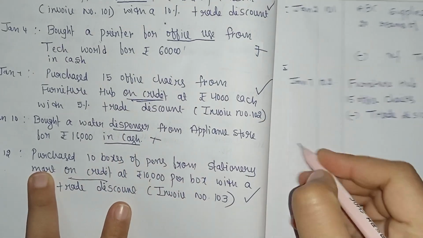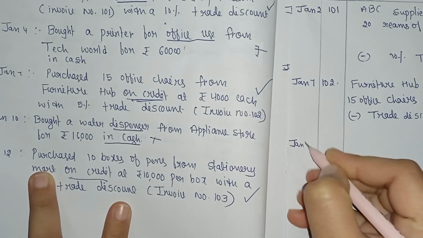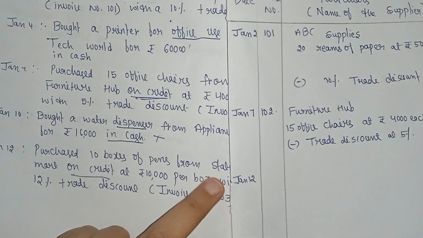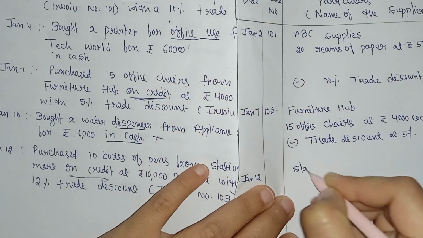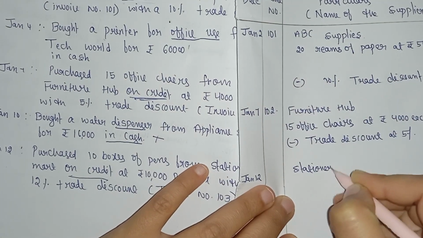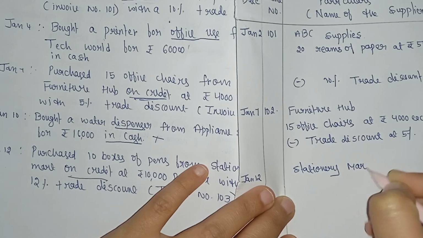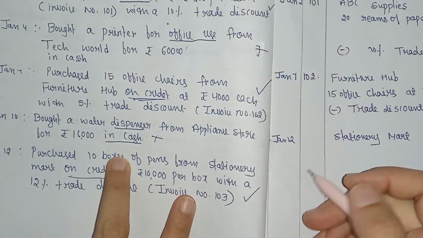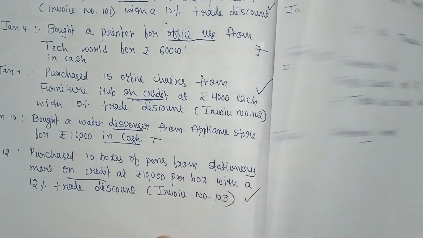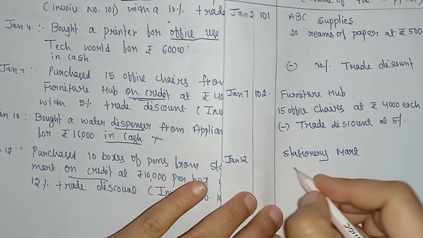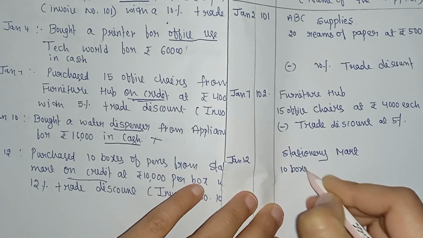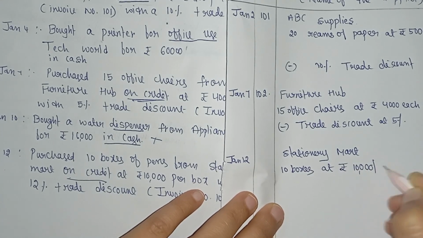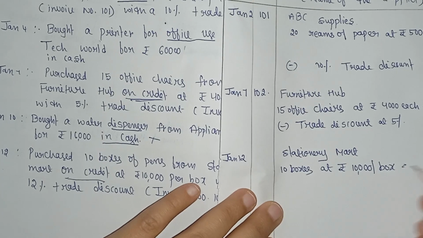Next one, Jan 12th, this transaction is included in the purchase book. Purchase 10 boxes of pens from Stationery Mart. Write down the name of the supplier, that is Stationery Mart, and how many boxes were purchased? 10 boxes at rupees 10,000 per box, that is rupees 1 lakh.